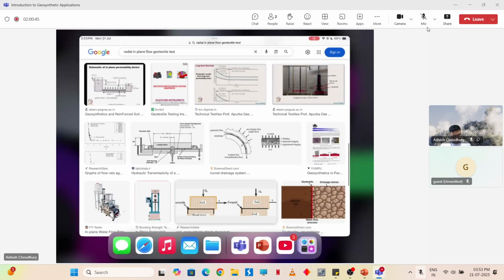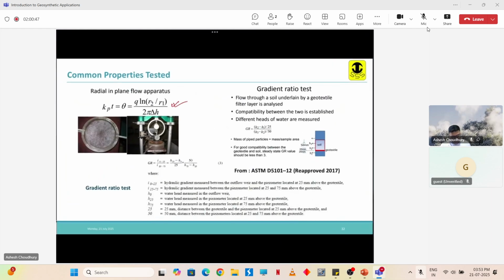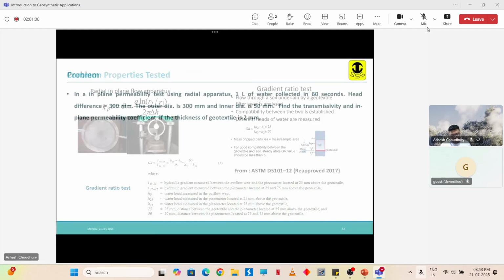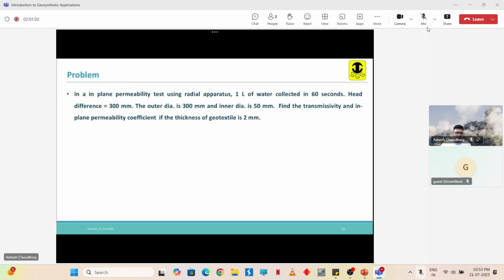So here there are two radii, external radius and internal radius, and we allow the water to flow like this in plane, and we use this relation to find out the in-plane flow. So this apparatus is actually used here. In the in-plane permeability test, it is a radial apparatus, so we allow the water to flow radially.